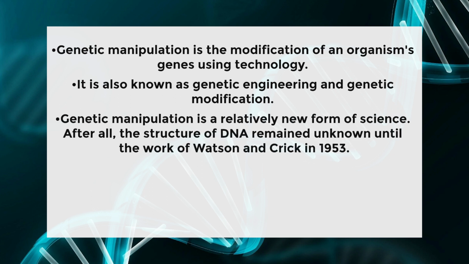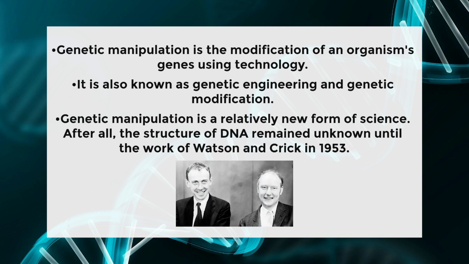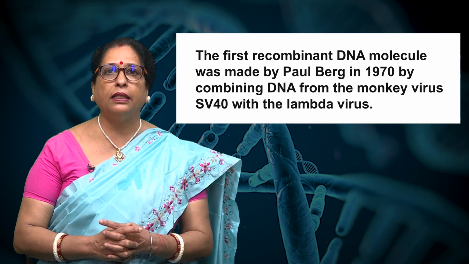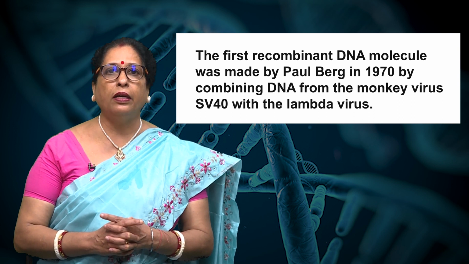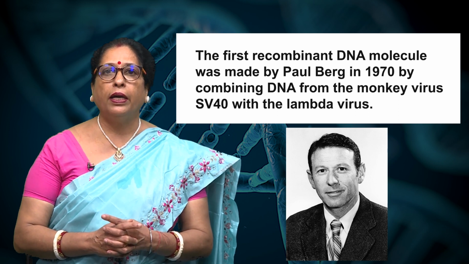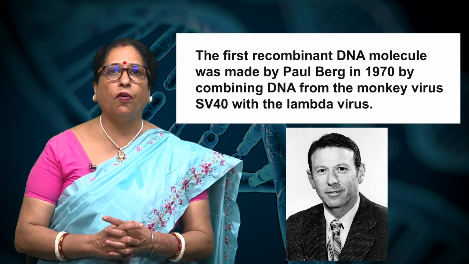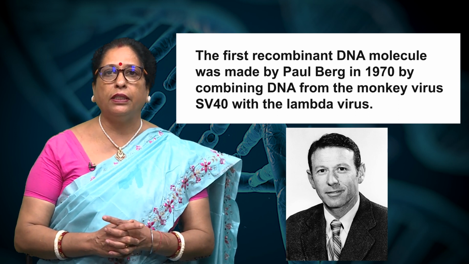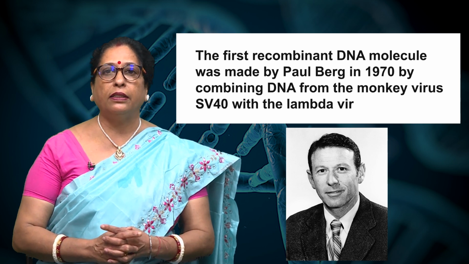Genetic manipulation is a relatively new form of science. After all, the structure of DNA remained unknown until the work of Watson and Crick in 1953. The first recombinant DNA molecule was made by Paul Berg in 1972 by combining DNA from the monkey virus SV40 with the lambda virus.